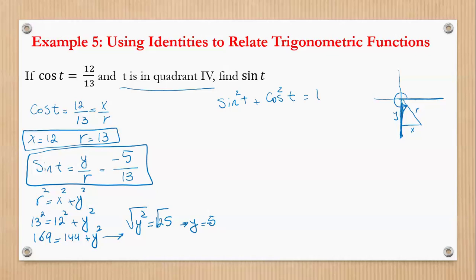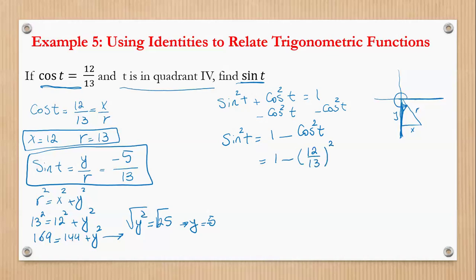Whenever one of sine and cosine is given to you and the other one is asked, you will use this one. Right now, I want to find sine, so I subtract the cosine squared from both sides first because I want to isolate the sine. I can say the sine squared of t is equal to 1 minus cosine squared of t. Cosine is given to me, so I can replace the cosine with 12 over 13.